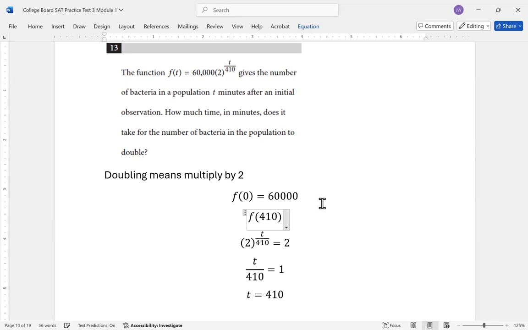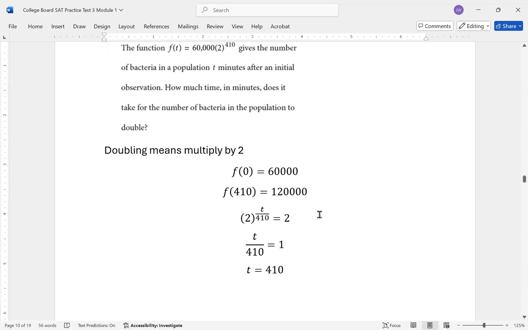When you plug in 410, you get 60,000 times 2 to the 410 over 410. And sure enough, you get 120,000. So that's just a check that I did. The real answer is 410 because that makes this 2 raised to a power equal to 2. So 410 is our answer to question 13.